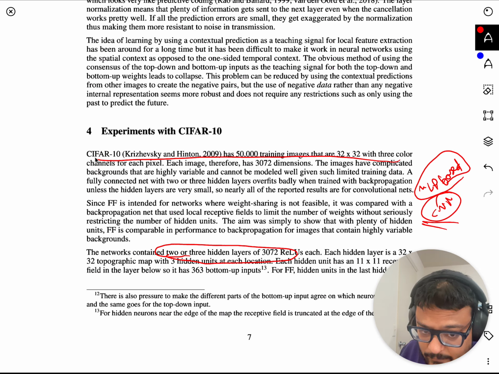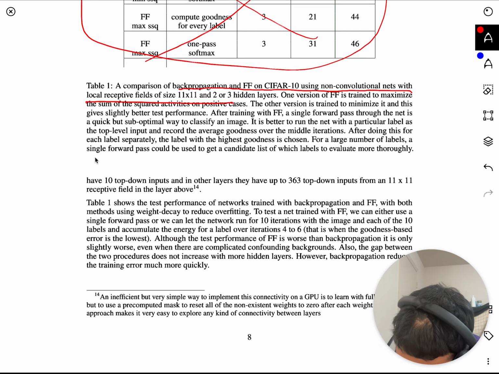So you have these two to three layers of neural networks, and then for forward, he trains the network in this way, and then he gets the correct answer. Okay, that's the whole point.